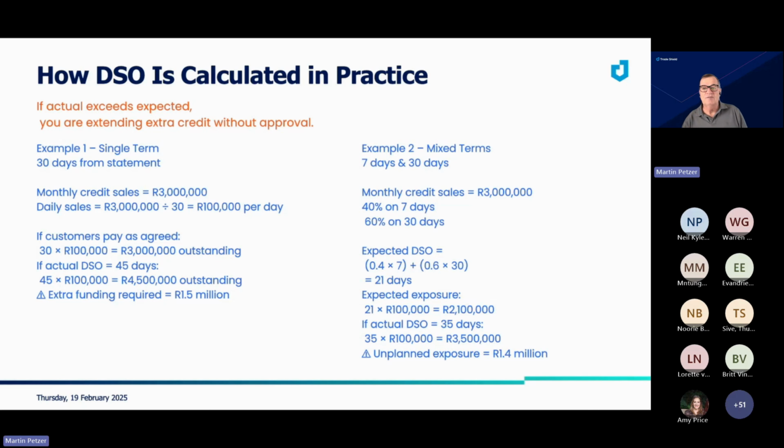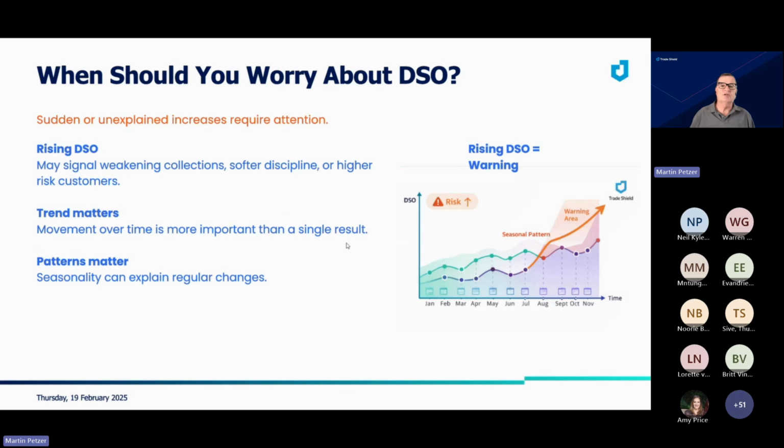Monthly credit sales is 3 million, 40% is 7 days, 60% is 30 days. Your expected DSO is supposed to be 21 days. And once again, the same calculation. And it shows you that the slower your DSO, you have that exposure of that capital lying somewhere else. And I mean, this is a small calculation. If your sales are far more than 3 million a month, then very quickly that value of that money lying outside grows to an enormous and astronomical amount. And that's where the problem starts.